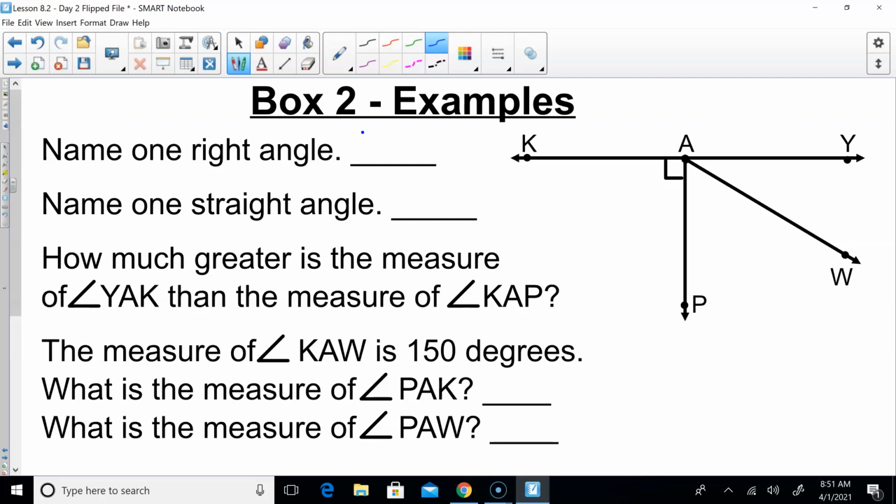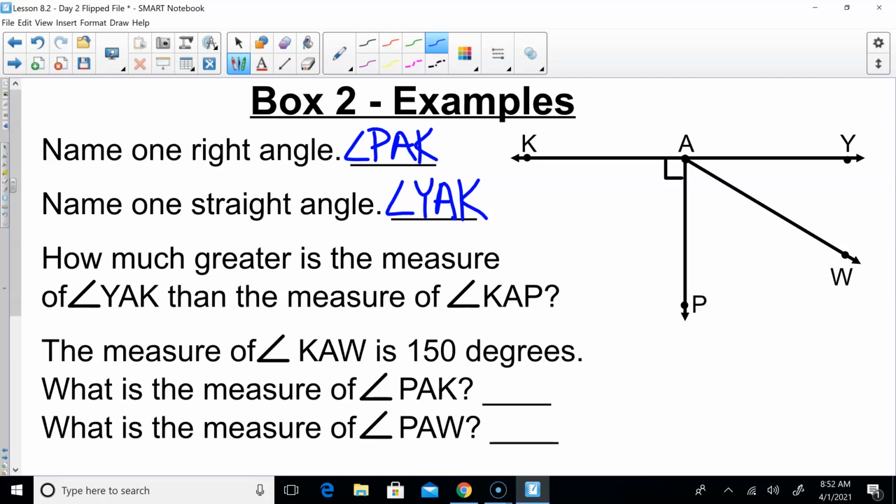What's one right angle? We know it's angle. Make sure you have that angle symbol. PAK would work. We could also have angle PAY, which would also be a right angle. Our one straight angle would be angle YAK. We'll go this way. Or it could be YAK, right? As long as the vertex is the same.